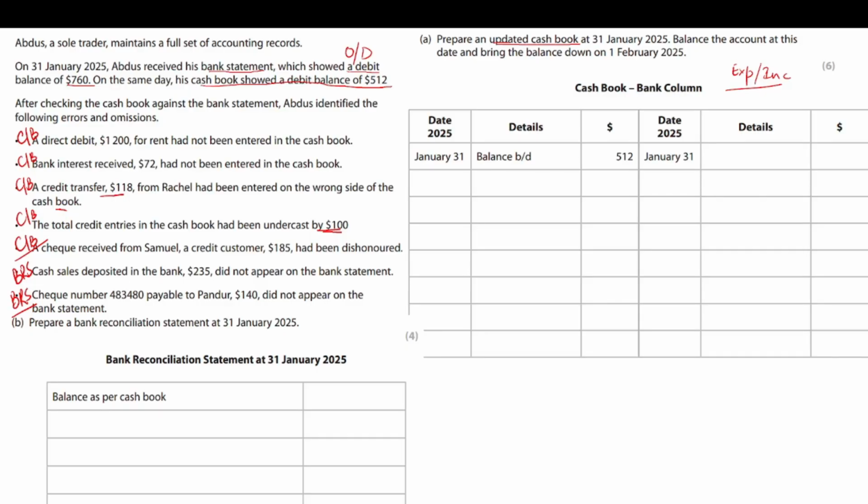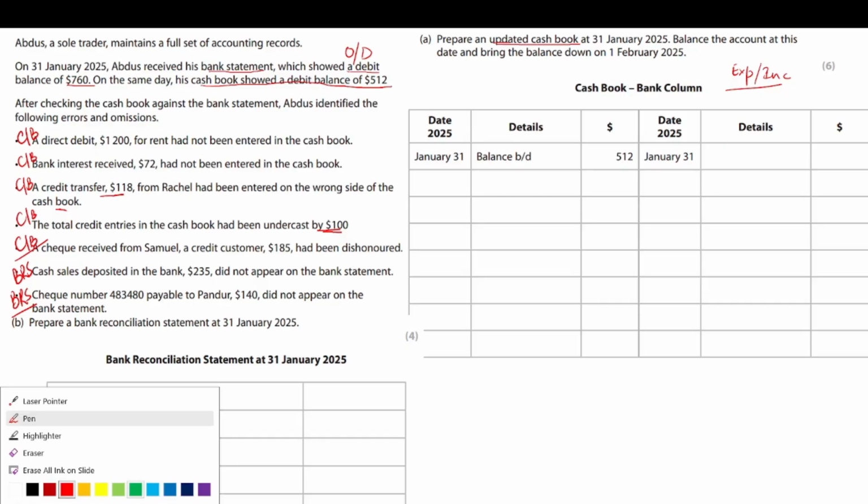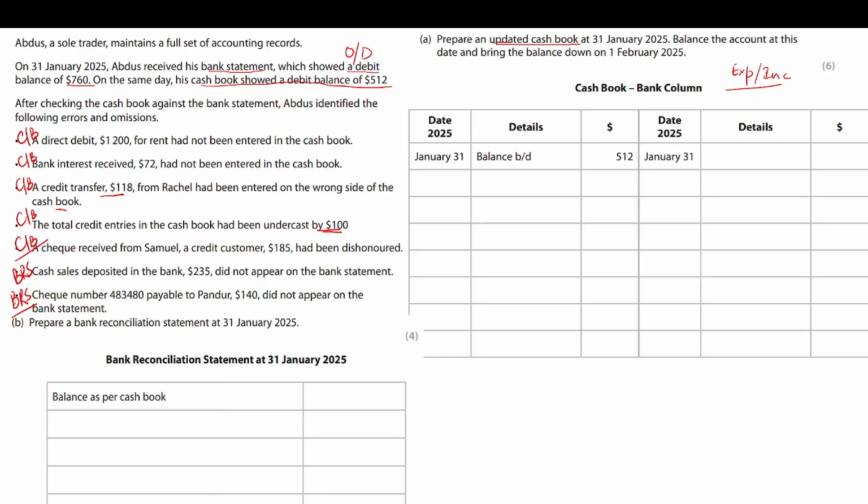So let's proceed. First, the bank balance brought down has already been given. So we will move ahead. This has already been recorded. A direct debit of 1,200 for rent has not been entered in the cash book. That means it's an expense which has not been entered in the cash book and it will be recorded on the credit side. So we'll record it on the credit side, and that is rent, 1,200.